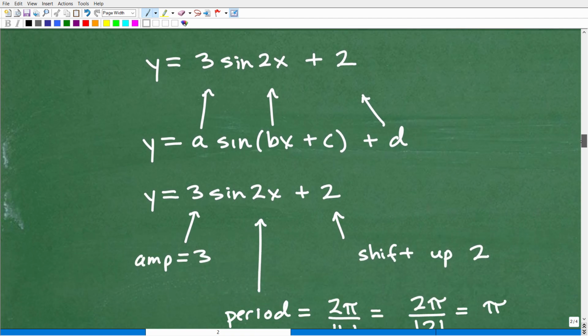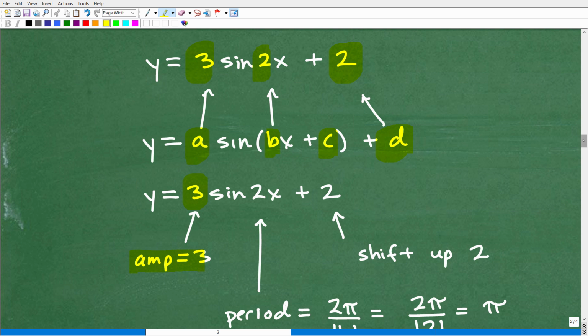All right, so here we go. Here is our problem. It's y equals 3 sine 2x plus 2. What we want to do is just match this up to the general equation that I described. So we have y equals a sine bx plus c plus d. 3 is going to be our a value, which represents the amplitude. Our b is 2. Now there is no c. This is 2x plus nothing, 2x plus 0, so there is no c value, so we don't have to worry about that. And then 2 is our d value.